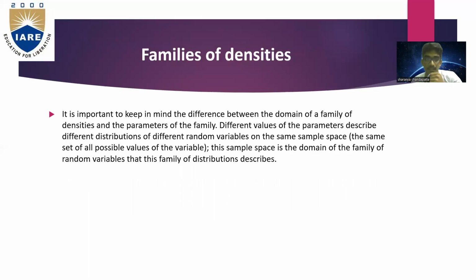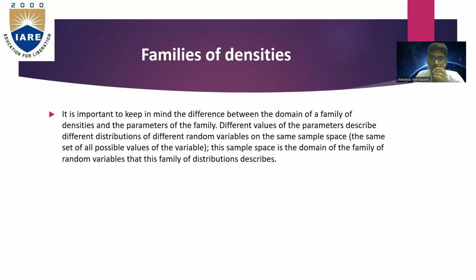Families of densities. It is important to keep in mind the difference between the domain of a family of densities and the parameters of the family. Different values of the parameter describe different distributions of different random variables on the same sample space, the set of all possible values of the variable. This sample space is the domain of the family of random variables that this family of distributions describes. So it is of the family of densities.